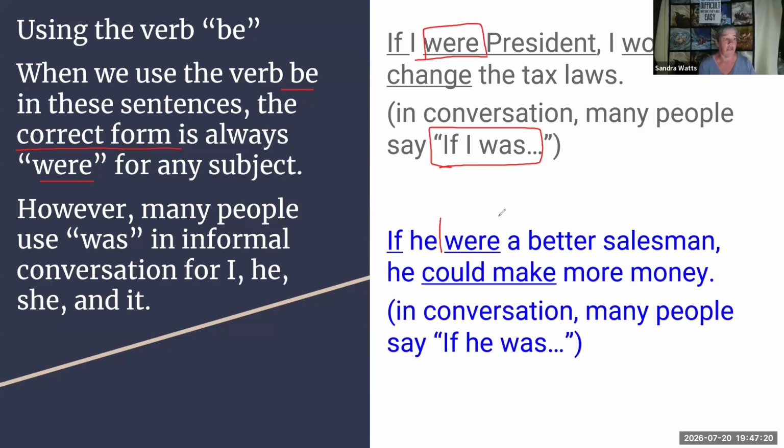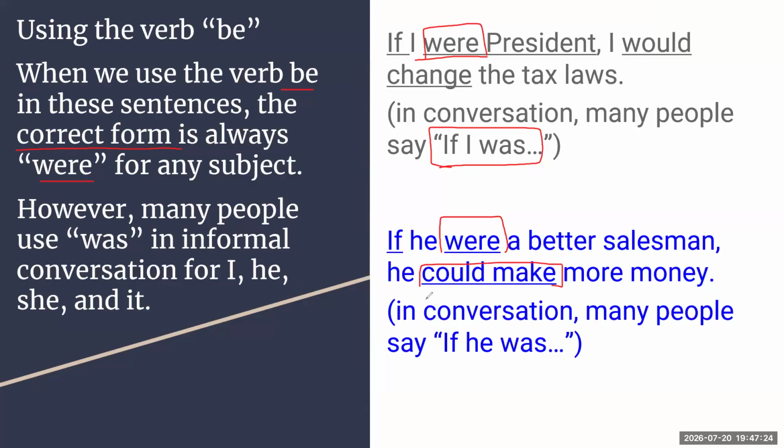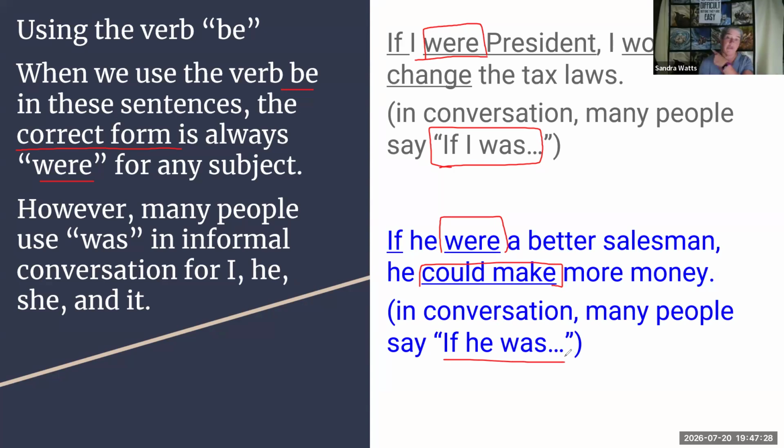So same thing here. If he were a better salesman, he could make more money. But again, if you're just having a conversation with somebody, "Oh, if he was better at his job, blah, blah, blah." Okay. So I just wanted to show you the difference here. Technically, were is the correct one. Use it in writing. Okay. But if you're talking to somebody, a lot of people just use was.